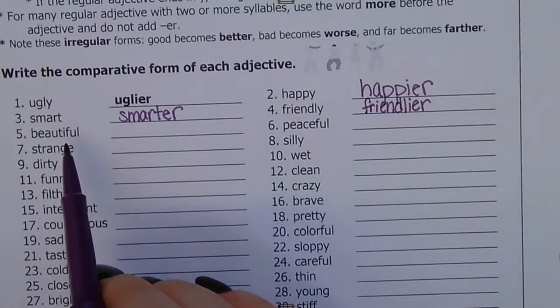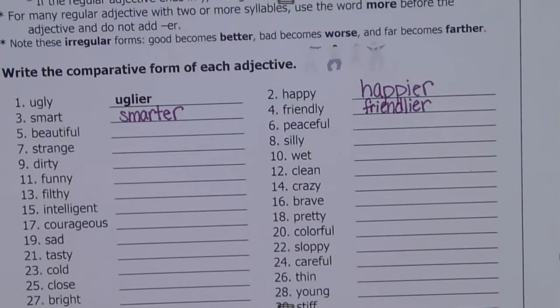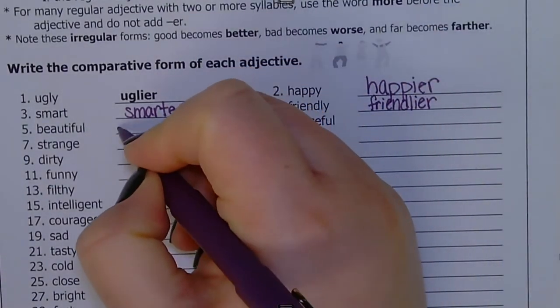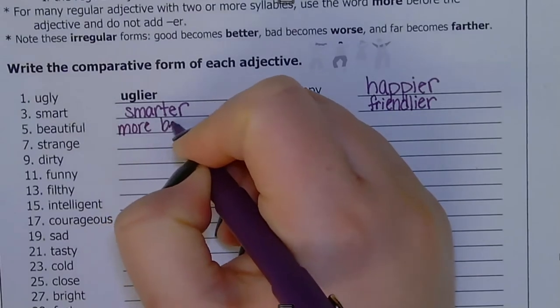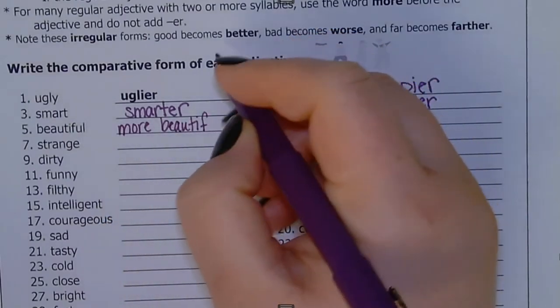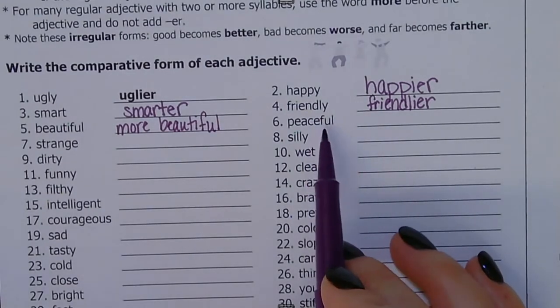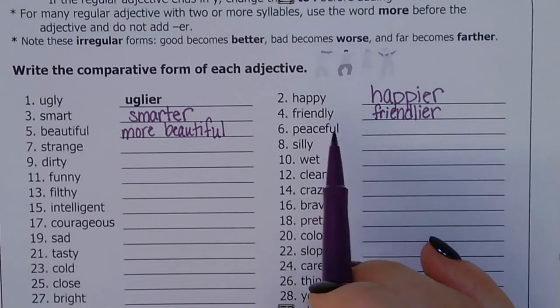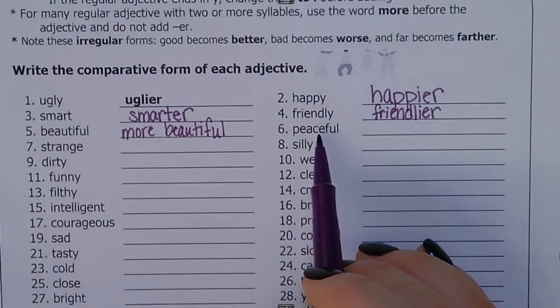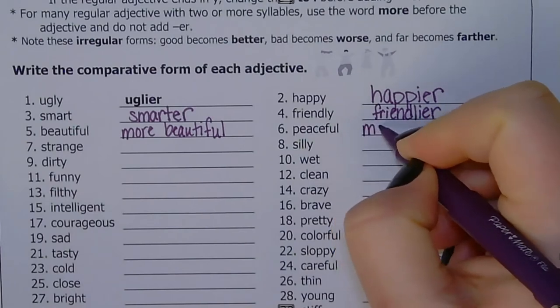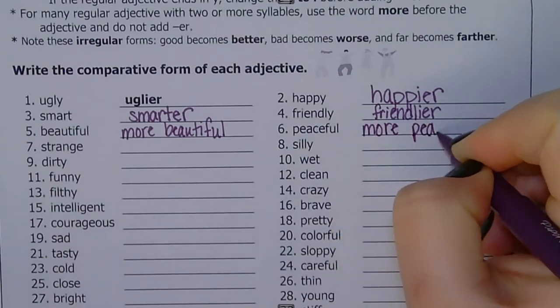Number 5, beautiful. Would I say that flower is beautifuler than the bush? No, that does not sound right. Beautiful is a three-syllable word. That flower is more beautiful than the bush. More beautiful. Same thing with peaceful. Your cat is peacefuler than my cat, or your cat is more peaceful than my cat. It would be more peaceful than my cat.